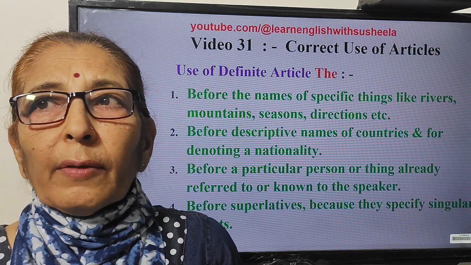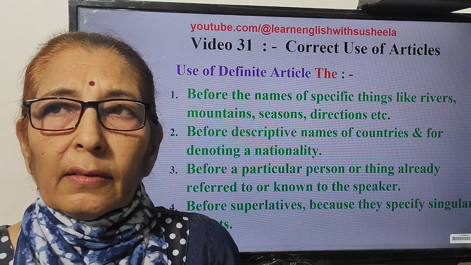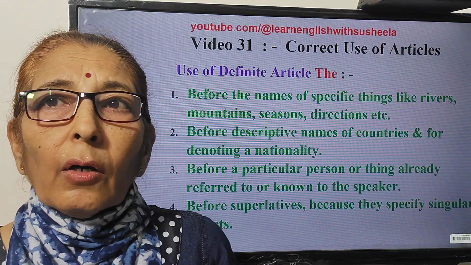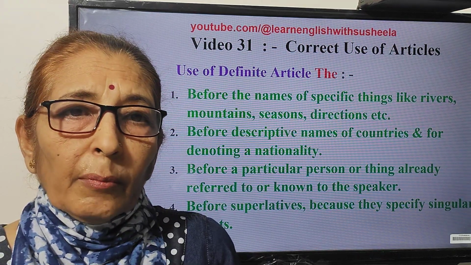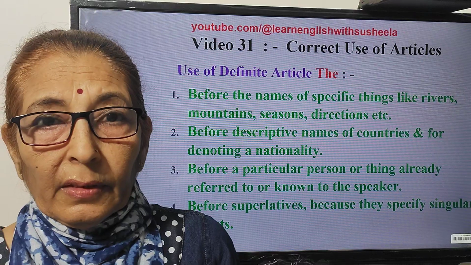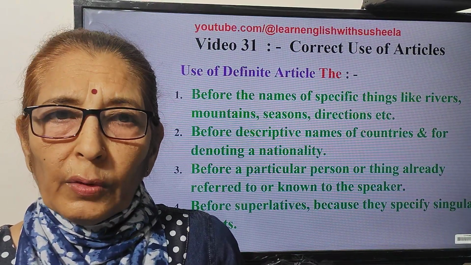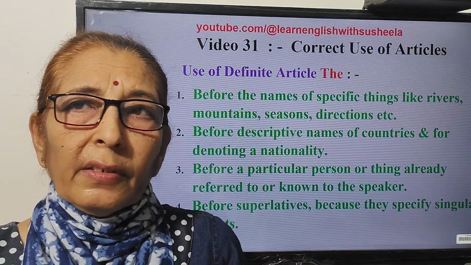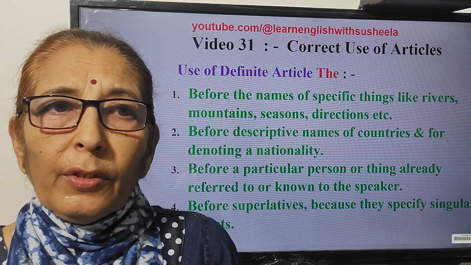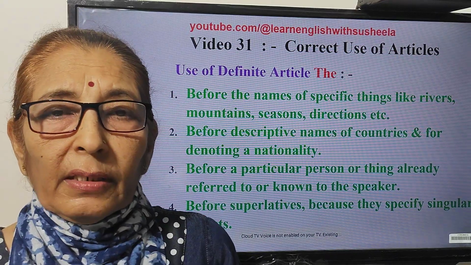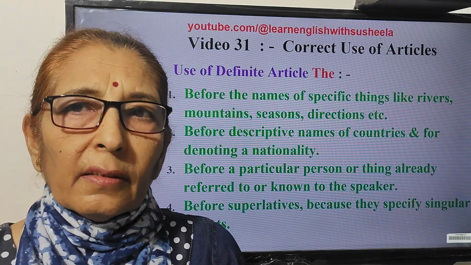Now use of definite article the. Before telling the use of definite article the, I'll be telling you how the pronunciation of the changes. For example, the earth, the sky, the sun, the moon, the east. It means when the word is beginning with a vowel, we call it "thee". But if the word is beginning with a consonant, we call it "thuh".